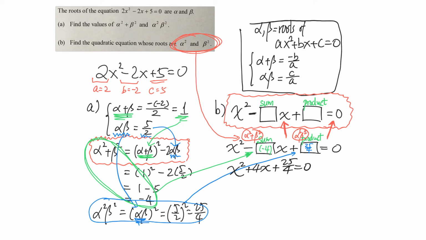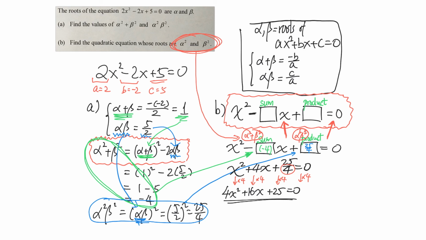However, we don't want the fraction, we don't want the denominator here, so we want to multiply by 4 for every term, including the right hand side here. So we will have 4x squared plus 16x plus 25 equals 0. Done.